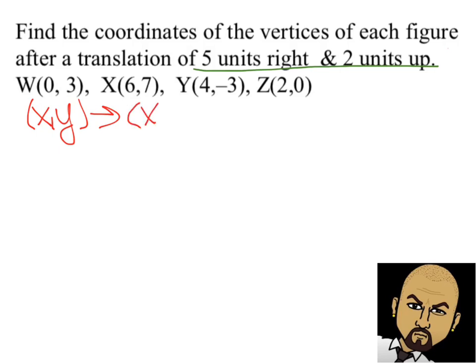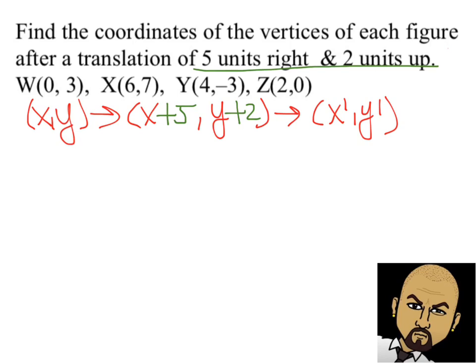Since we're going to go 5 units right, X controls left and right, and we're going to increase by 5 because towards the right, X values increase. The Y value is going to go 2 units up. Again, Y controls up and down, and if you go up on the Y axis, Y is increasing by 2. And that's going to yield X prime and Y prime.